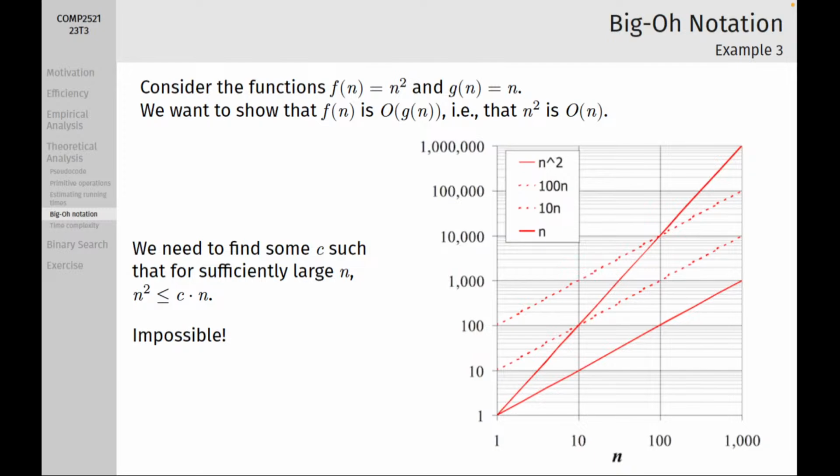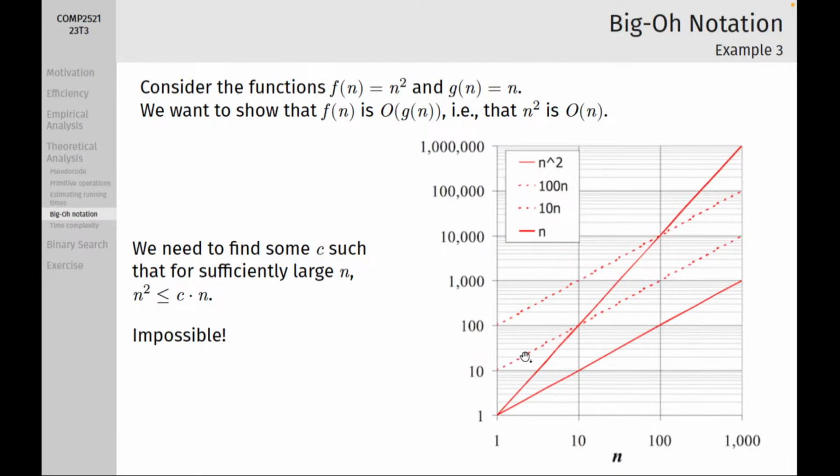That's because if you try and work things out, you need to find some c such that for sufficiently large n, n squared is less than or equal to c times n. Now, this isn't possible because if you cancel out an n from both sides, that means c has to be greater than or equal to n. But that's not possible because c has to be a constant and n is a variable. So it's impossible.